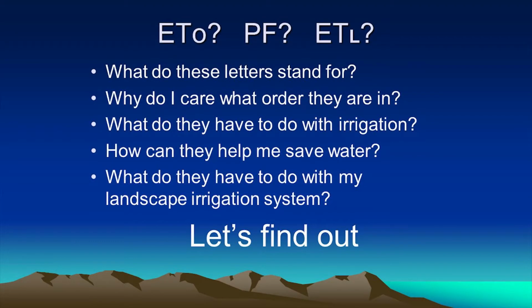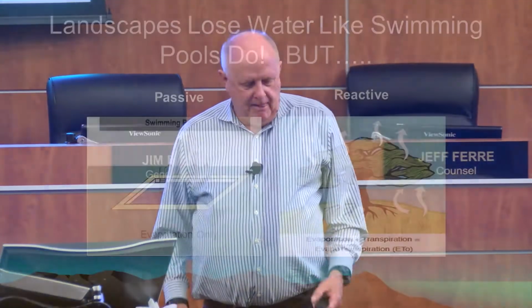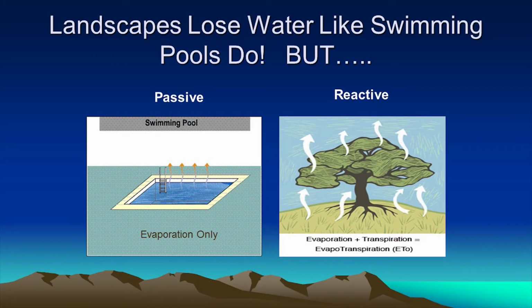So what are these letters? What are these acronyms? What do they mean? Why do I care what order they're in? What do they have to do with irrigation? How can they help me save water? And what do they have to do with my own personal irrigation system? What happens to your water after you apply it to your landscapes?